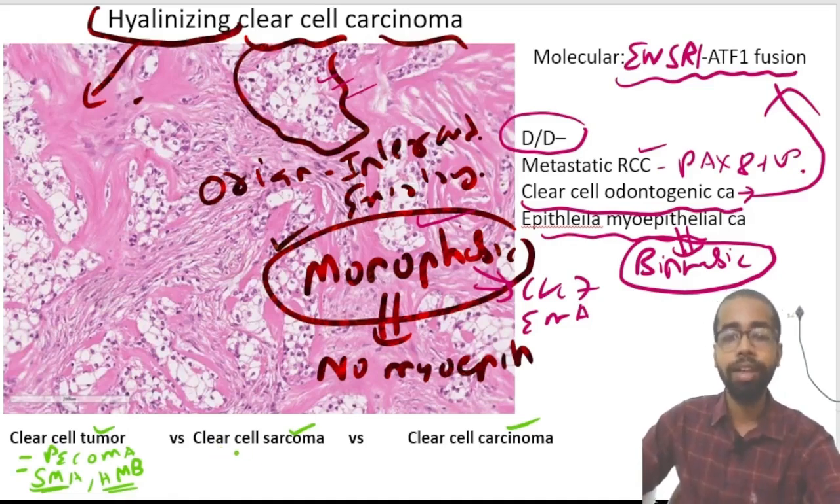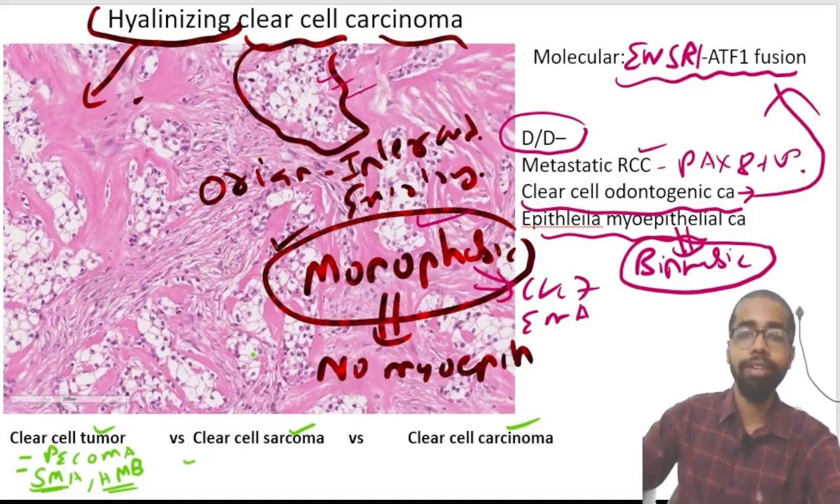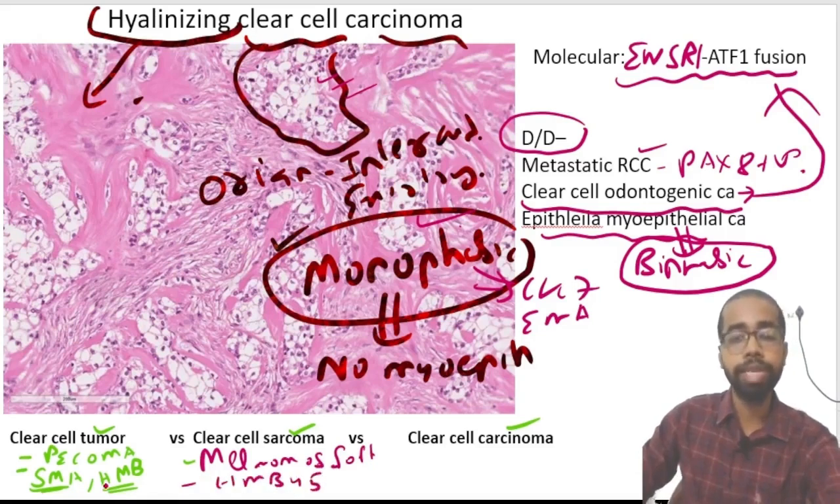Clear cell sarcoma, if I tell, it's nothing but melanoma. In different words, melanoma of soft tissue. Now, if it is a melanoma, which IHC will be positive? HMB40 will be positive. But will SMA be positive? Not at all. Rather, S100 will help.